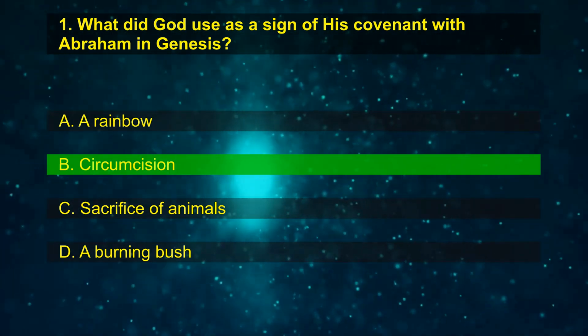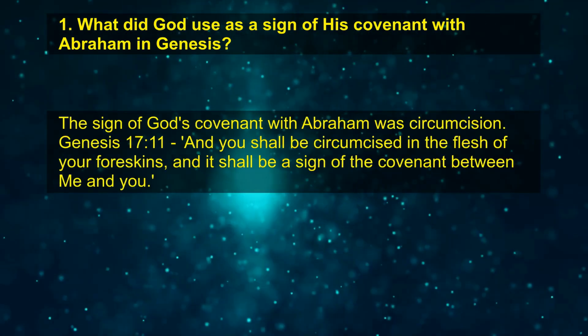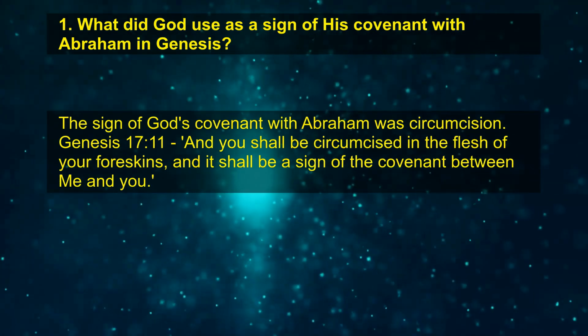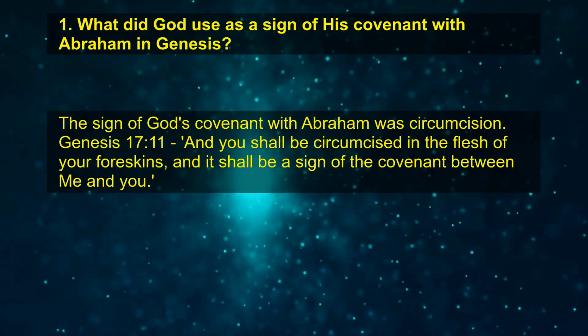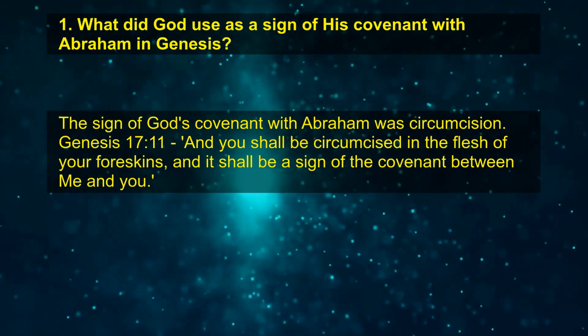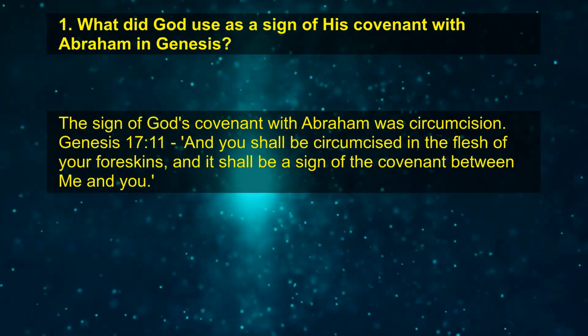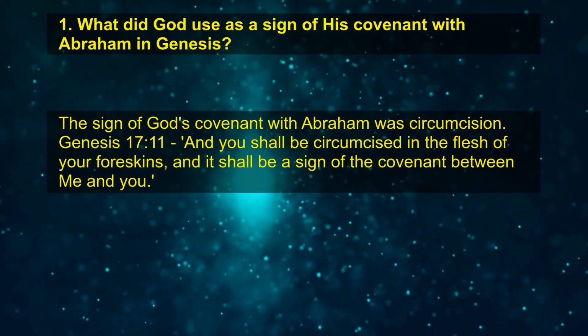Right answer is B. Circumcision. The sign of God's covenant with Abraham was circumcision. Genesis chapter 17 verse 11. And you shall be circumcised in the flesh of your foreskins, and it shall be a sign of the covenant between me and you.